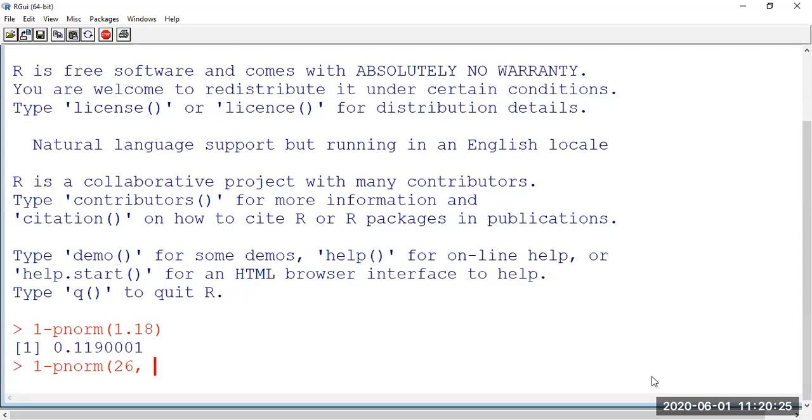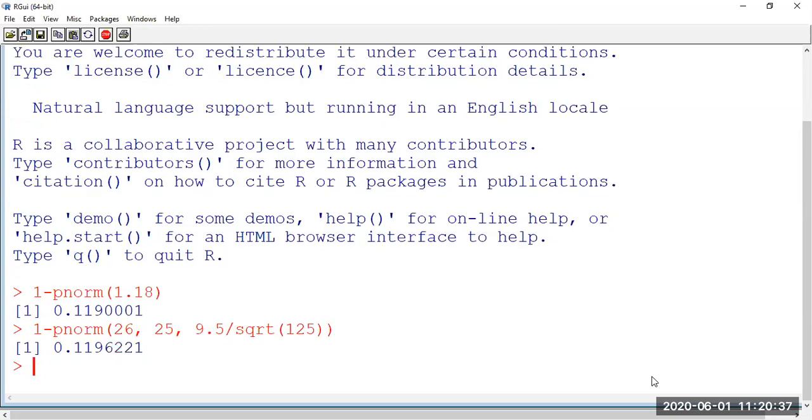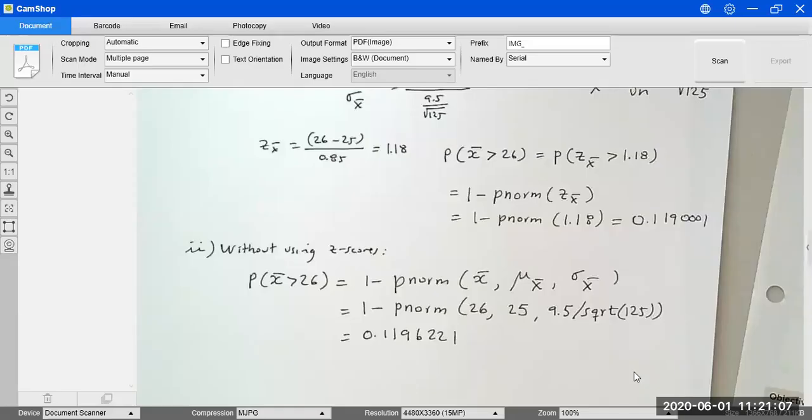With the second method, we only needed to enter the values directly without computing the z-score. So 26, 25, the mean of the means, and then 9.5 over the square root of 125 students in the sample, and you get the same or very similar answer, because in the first case we rounded off the z-score. So the probability that the mean of that sample with 125 students is going to be greater than 26 is just 0.11. So that's the solution for this problem.